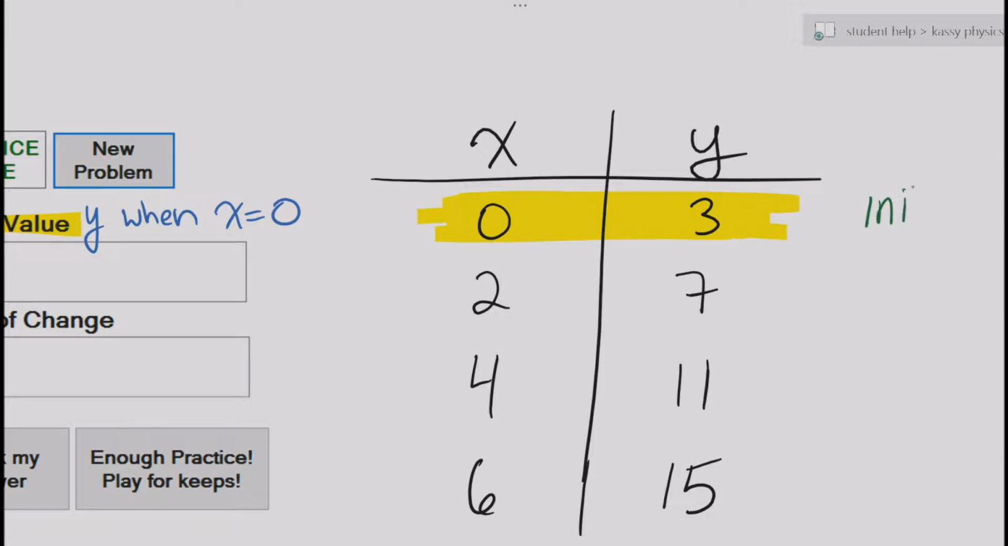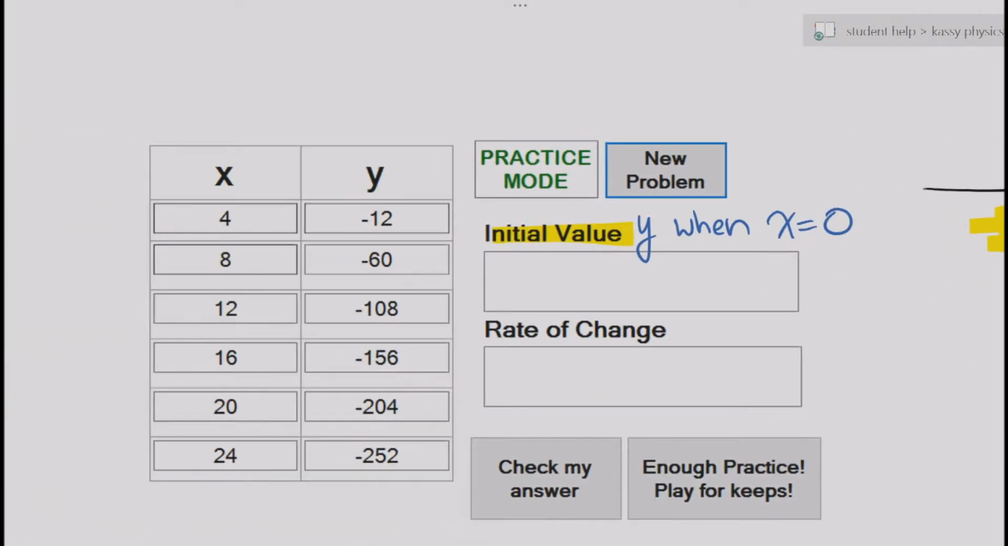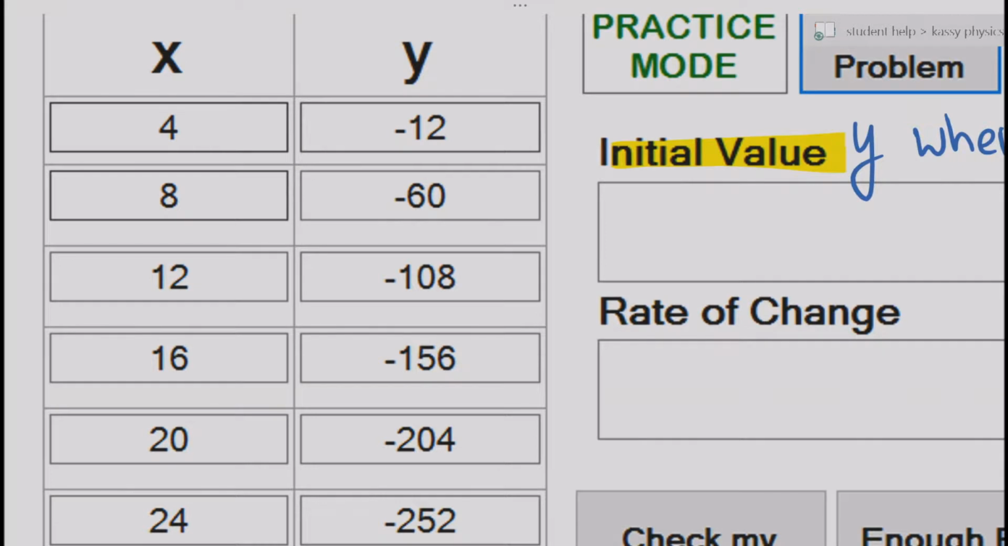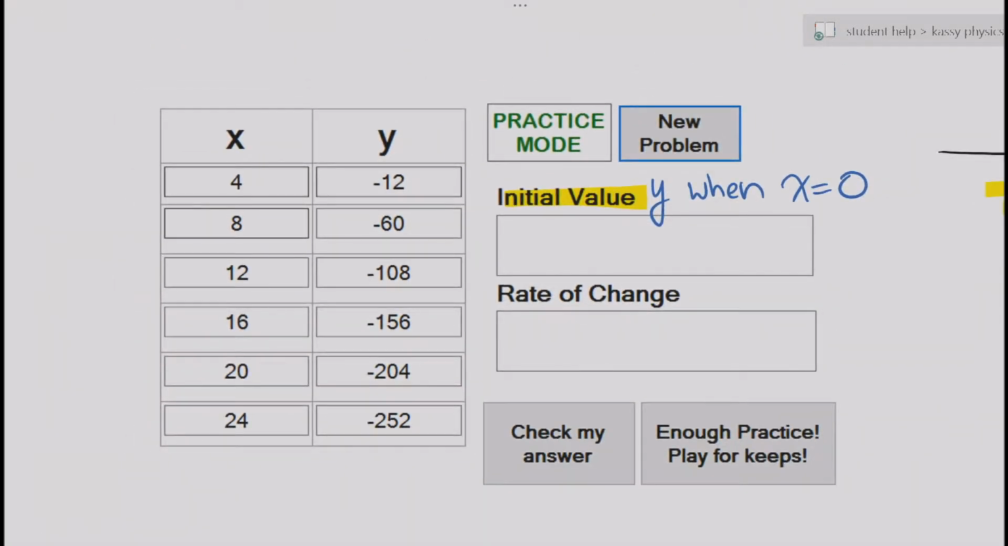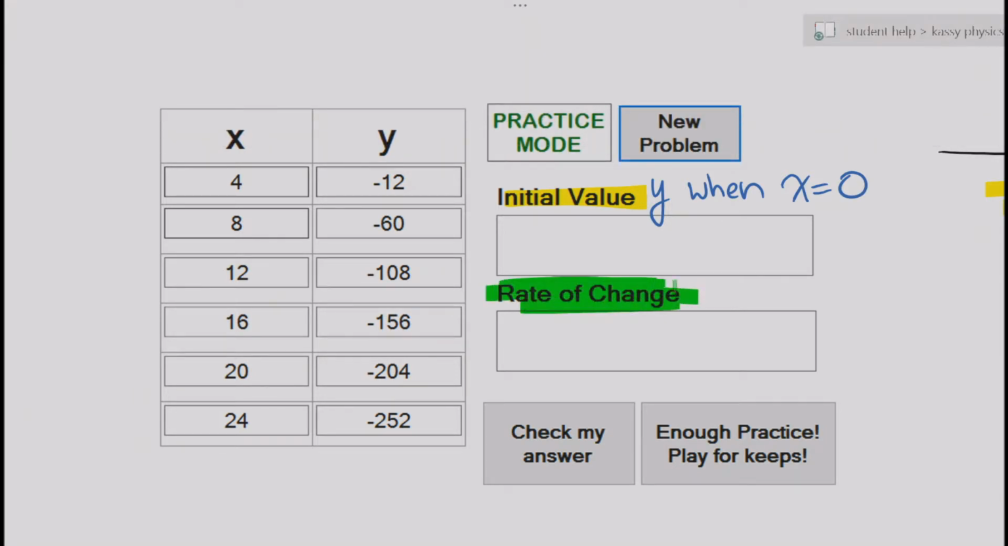So the initial value here would just be 3. Very easy number to find, which is nice. Over here, it's not that easy. It's not that easy at all, in fact. So we're going to have to start with the rate of change.